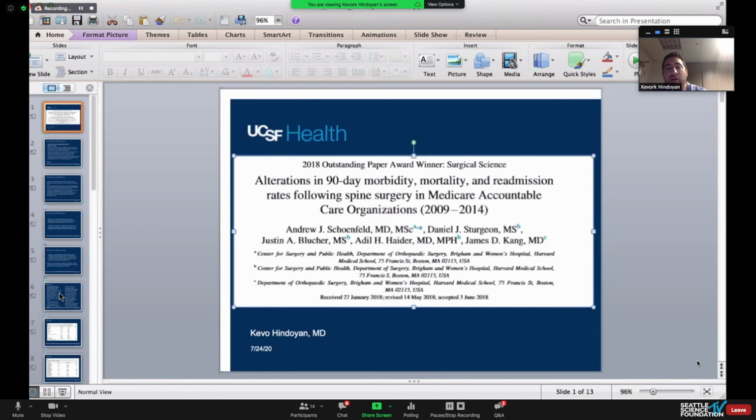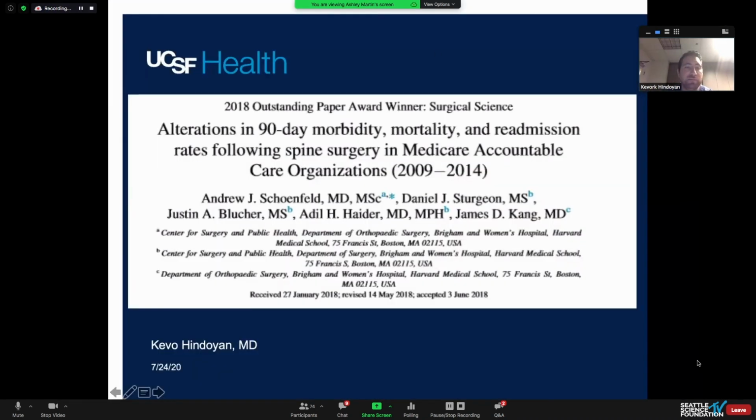The primary outcomes that they measured included post-surgical complications and readmissions at 90 days following surgery. In-hospital mortality and 30-day outcomes were secondary outcomes. And they used a multivariable logistic regression analysis to adjust for confounders and determine the independent effect of ACO enrollment on post-surgical outcomes.